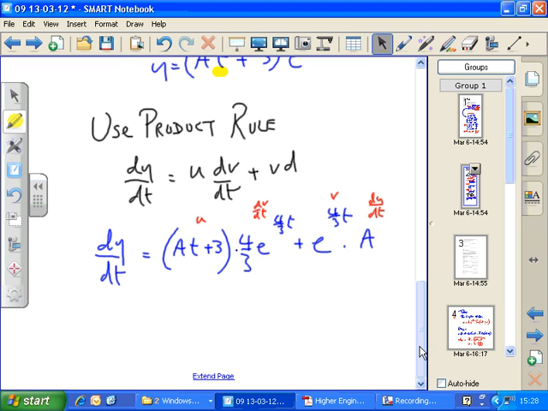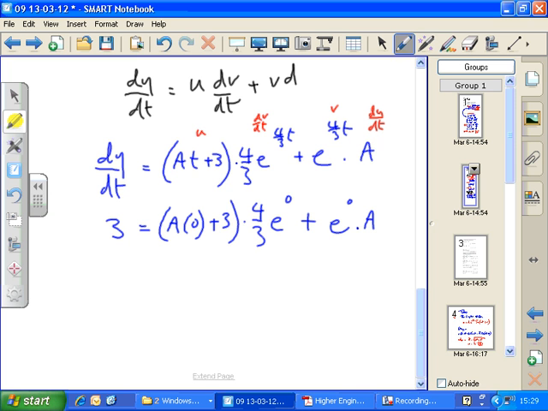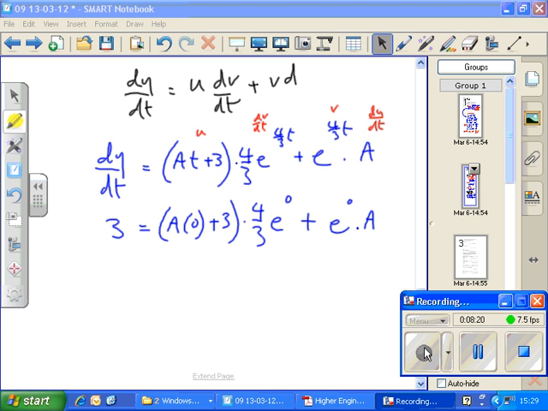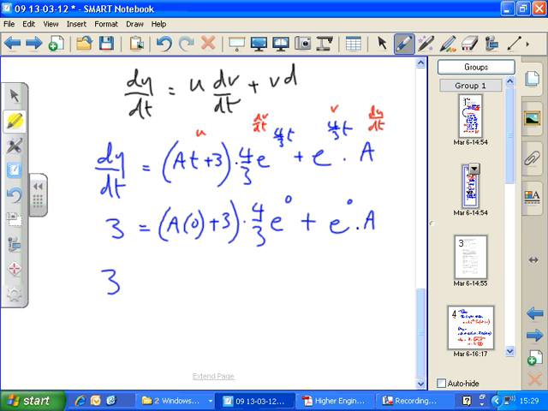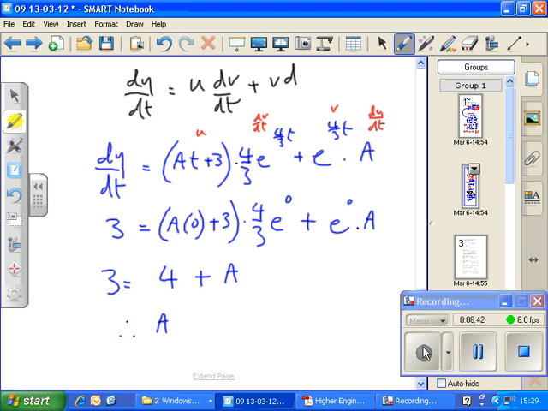When t equals 0, dy by dt equals 3. So we can write that 3 equals a times 0, because t equals 0, plus 3 times 4/3 e to the 0 plus e to the 0 times a, which we can tidy up to get 3 equals 3 times 4/3, which is just 4, plus a. Therefore, a equals minus 1.